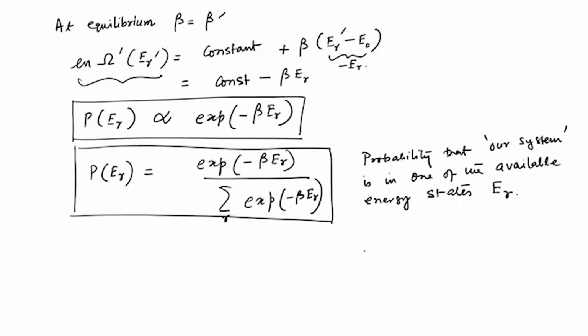And what is it good at? Because once you get the probability, this probability is nothing but the weight. And this weight gives you, when you calculate average values of quantities or equilibrium values of quantities, then you have to weight that particular observable or that particular quantity by this probability or by this weight.